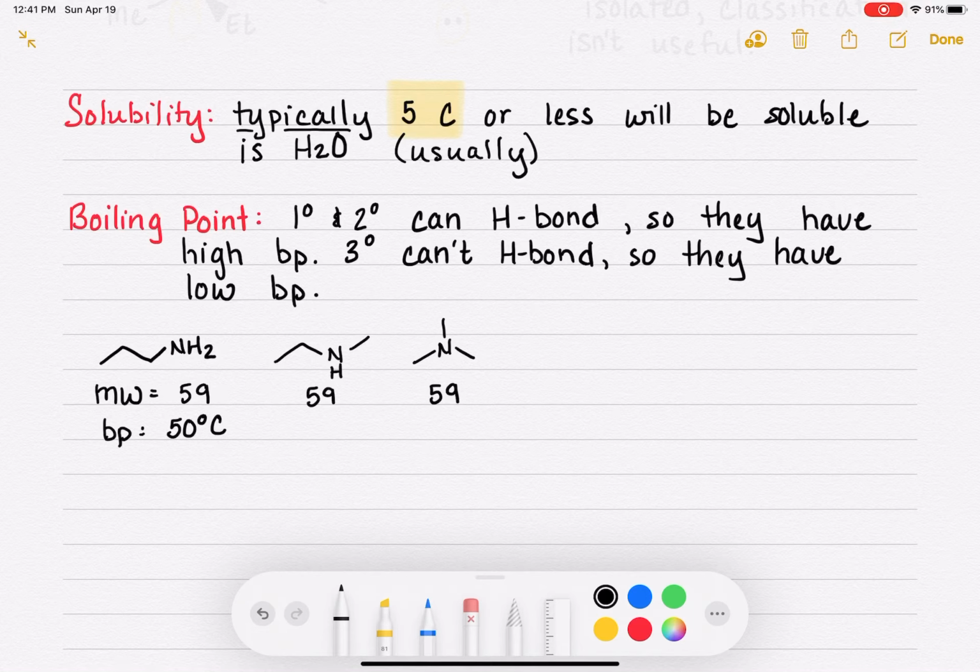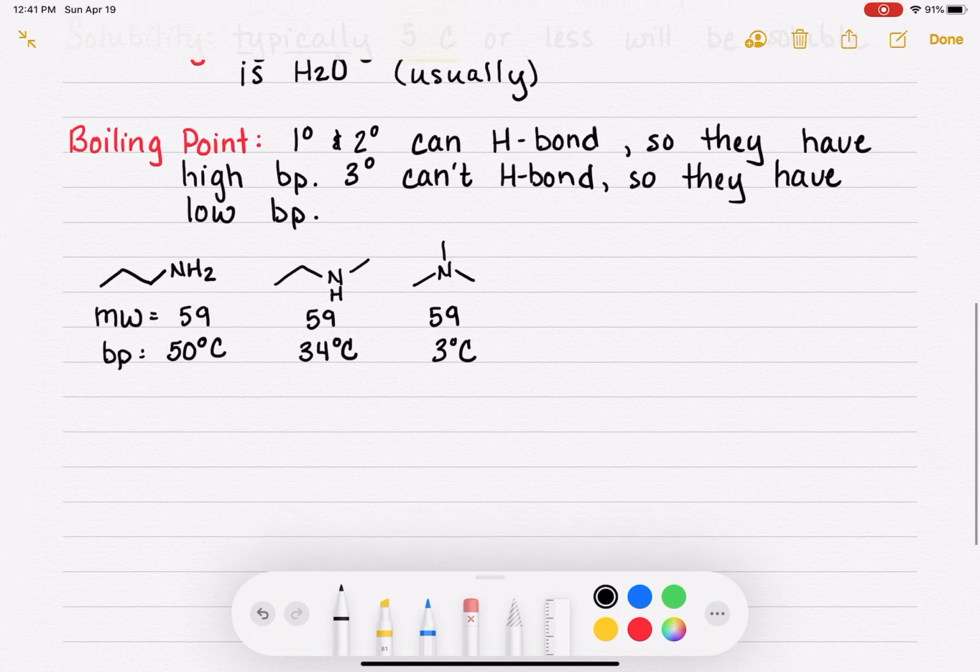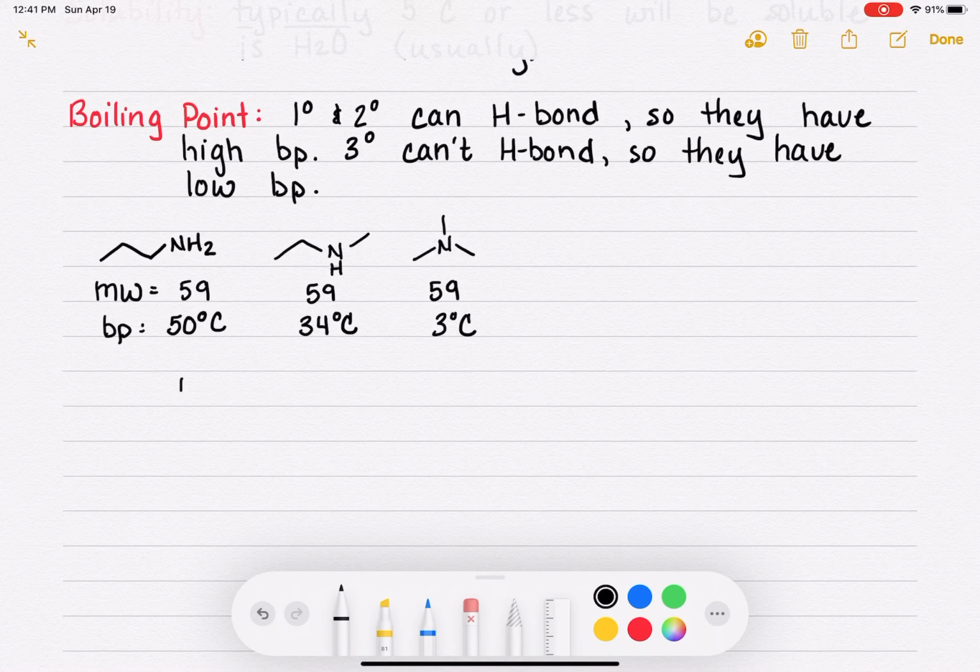For the primary amine, this one is 50 degrees. This secondary amine is 34. And those are both pretty high. And then that tertiary amine is 3, which is really, really low. Now, the hydrogen bonding in an amine is not as significant as it is in an alcohol. The strength of the hydrogen bond in an amine is weaker than the strength of an alcohol's hydrogen bonding. So an NH hydrogen bond is weaker than an OH hydrogen bond.